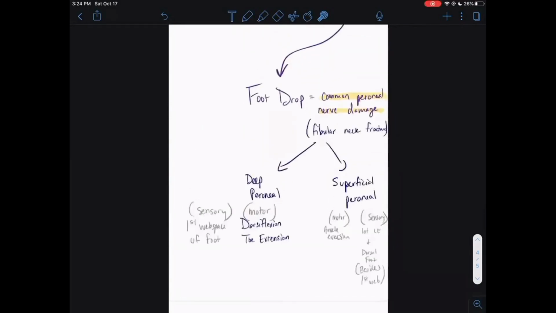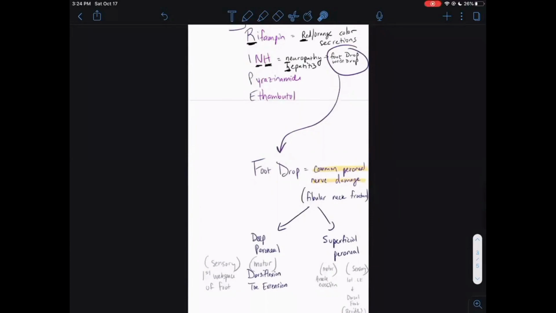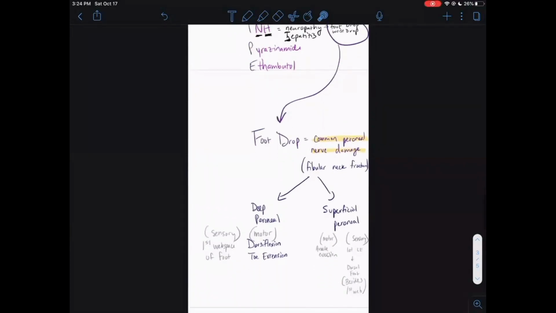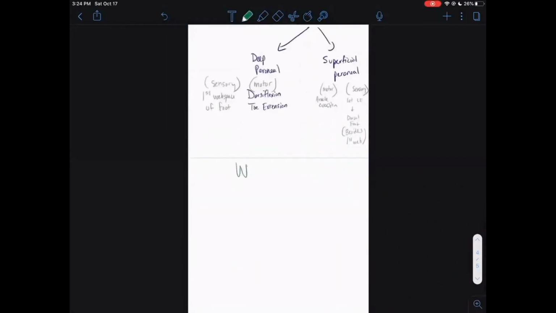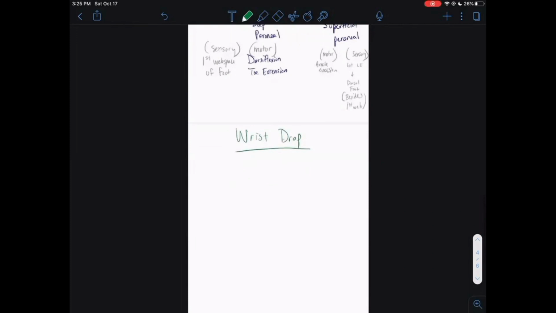Okay, where were we going with this? All right, we were talking about foot drop and wrist drop. Okay, so what causes wrist drop? So let's tie this in now. So wrist drop, well, you got to think about it. If you drop your wrist, that means that you're not able to extend it. So what is the extensor of your wrist innervated by? That's going to be radial nerve damage.